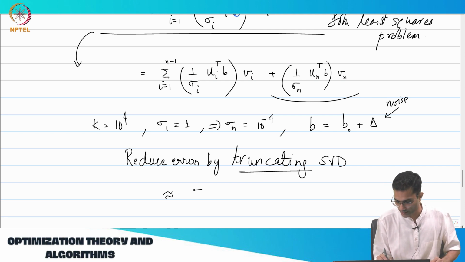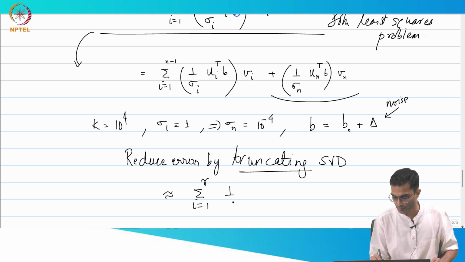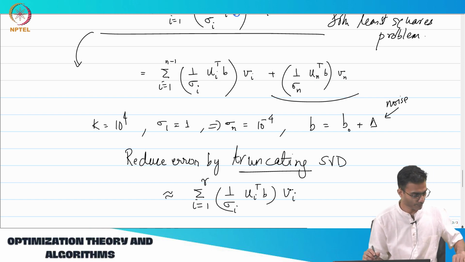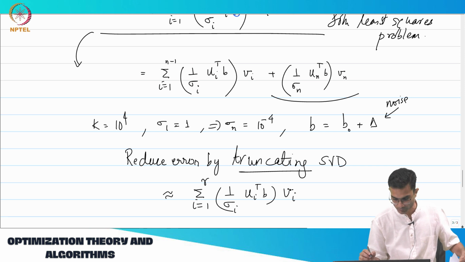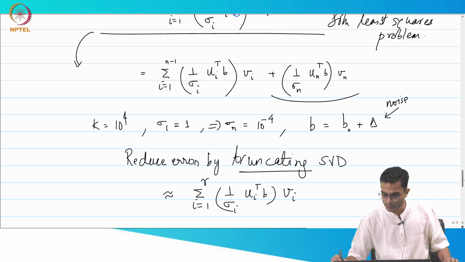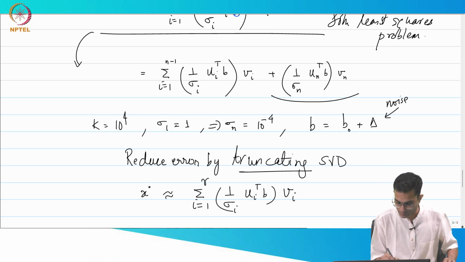So you would write this as the sum over i equal to 1 to r of 1 by sigma i, u i transpose b, v i. Okay. So this is my x star.